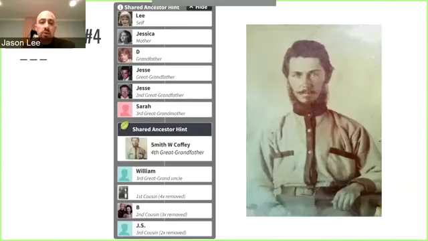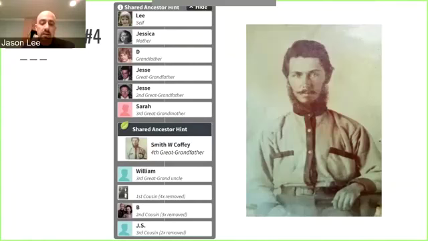So moving on to example number 4, this is a shared ancestor hint for my daughter. She has a shared ancestor hint for this colorful fellow, Smith Coffee. He has an interesting history. We have a very good paper trail. The paper trail is essentially impeccable. So we have no doubts about the paper trail on either side of this equation.